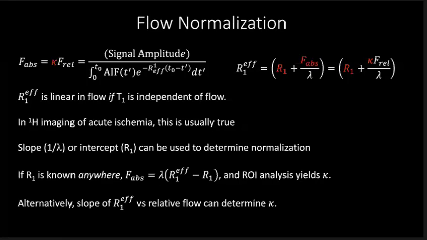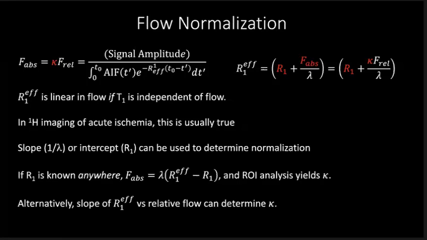If the T1 is independent of flow, and again, in the human brain, in ischemic stroke and so forth, the T1 isn't changed much by that kind of acute ischemia, then the R1 effective will be linear in flow, and we'll talk about that in a minute. We also know the slope of this line, which is the inverse partition coefficient, and we know the intercept, and we can extract that from fitting using just the relative flow.